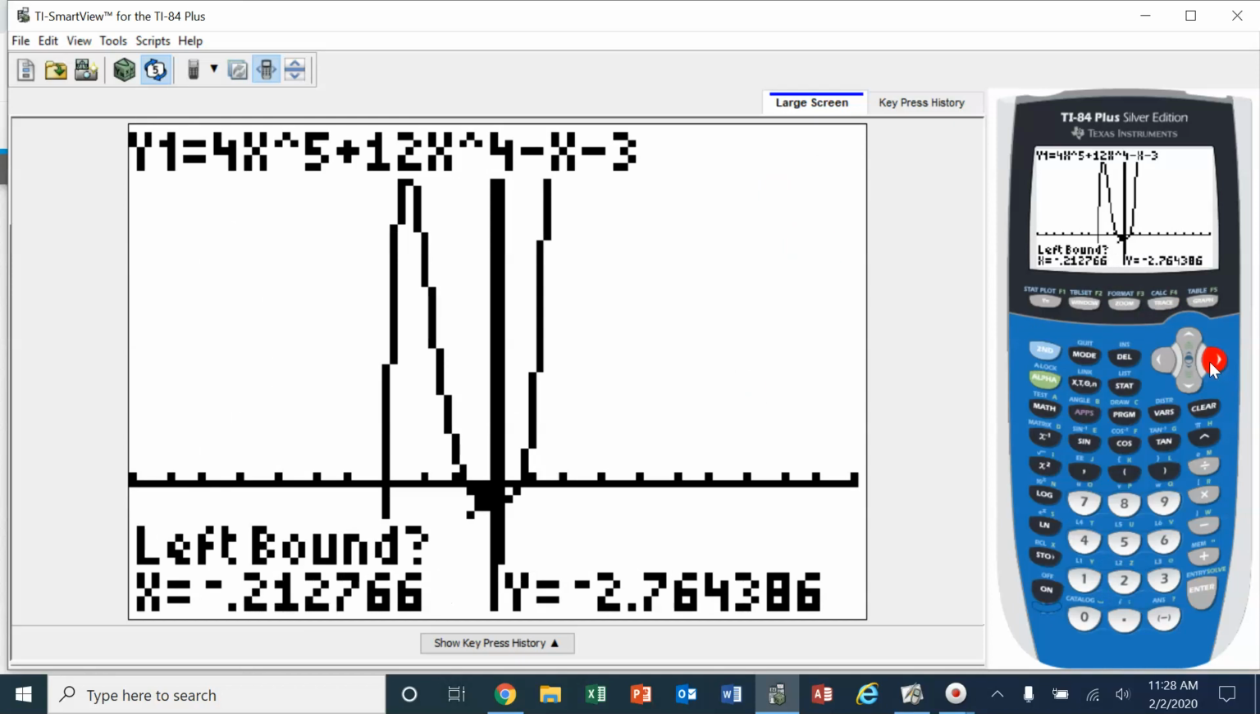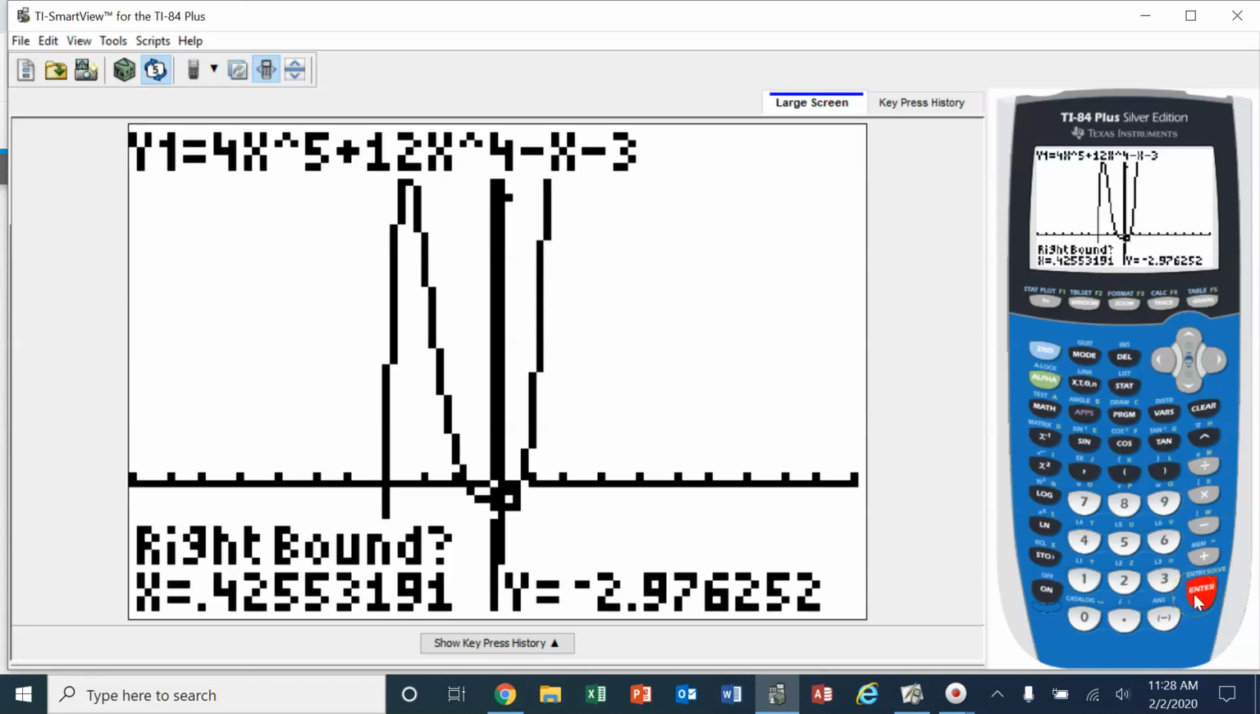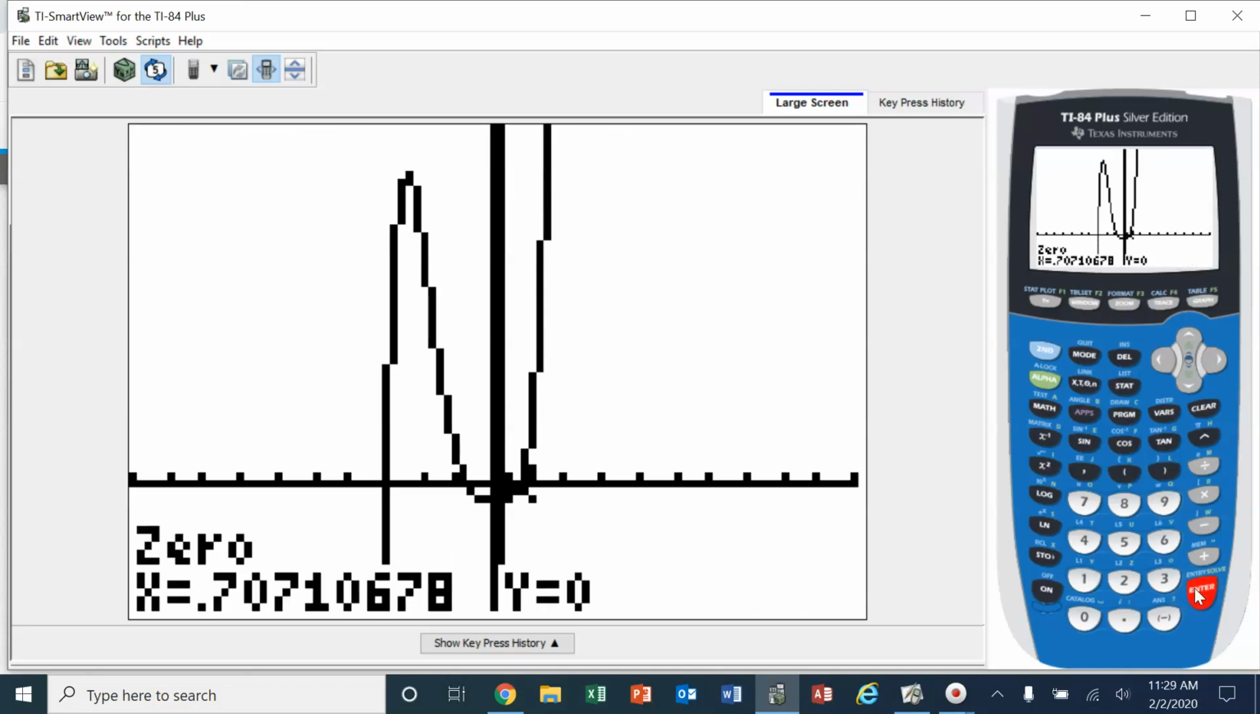Okay, so to be on the left side of this one, I need to stay below the x-axis. I'm going to hit enter once. And I'm going to move it above to be on the right side. I'm going to hit enter twice. Oh, positive 0.71.